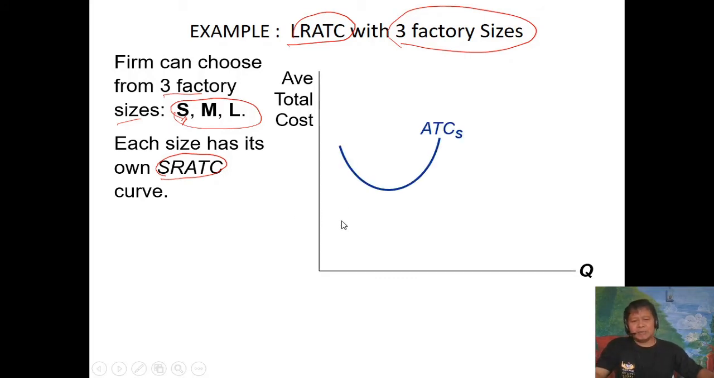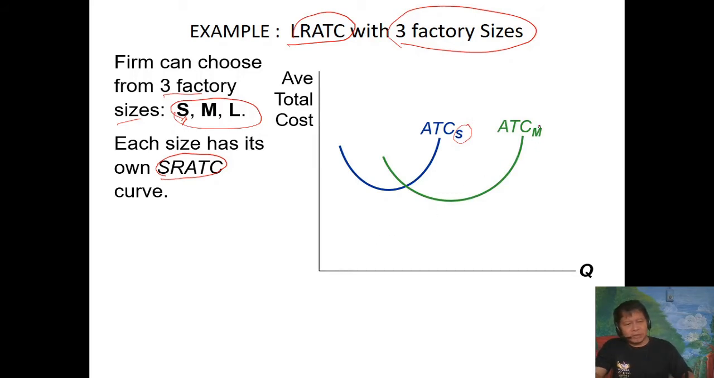Okay, another example, the blue one, this is the average total cost of the small factory, the small firm. Okay, we have the average total cost, the green, of the medium factory, no? So look, the cost of the medium is a bit higher compared to the blue. Look at the cost, okay? But the costs of both of them are U-shaped. Then we have the average total cost in the long run. Okay, so these are the different costs of three factories of different sizes.